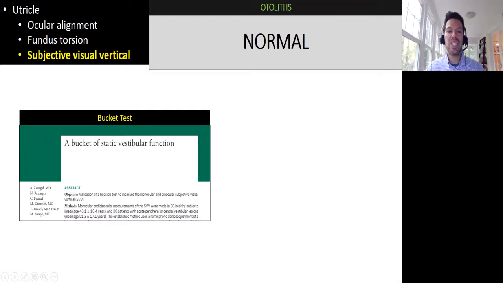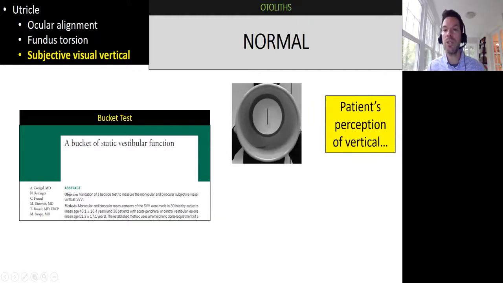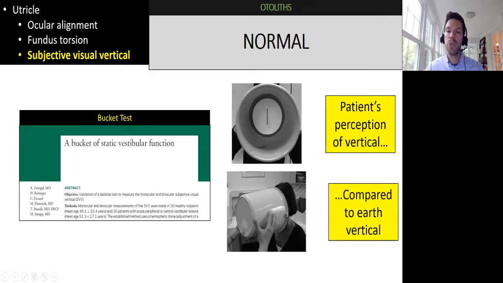So what is the SVV? This is a very nice test called the bucket test. Here's one of the first descriptions of it in Neurology, the journal. Basically, you're bringing the bucket towards the patient's head, putting the patient in the dark, and the examiner's holding the bucket to eliminate any visual cues, any proprioceptive cues, and you're measuring the patient's perception of vertical relative to true earth vertical.